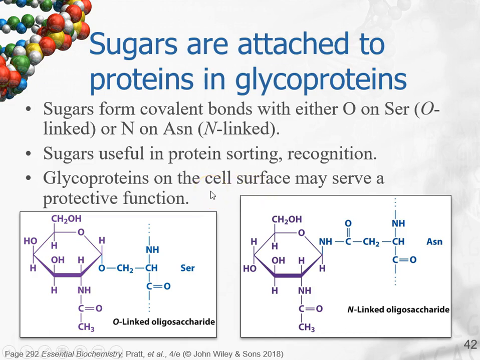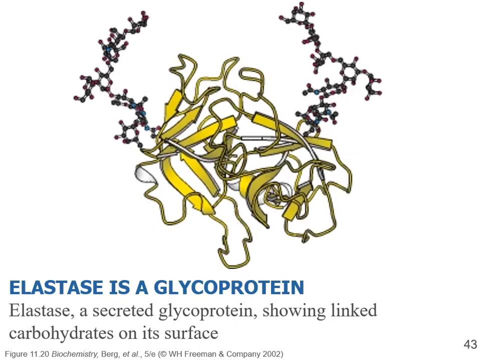But glycoproteins might serve a protective function for cells. You might remember elastase. Elastase was one of the enzymes we used in our sequencing, and we saw that we could digest proteins with elastase after small amino acids like glycine and alanine because of that small pocket that it had. But elastase is actually a glycoprotein. If we look at the structure of elastase, these are the structures of the sugars you see on the surface of that enzyme.